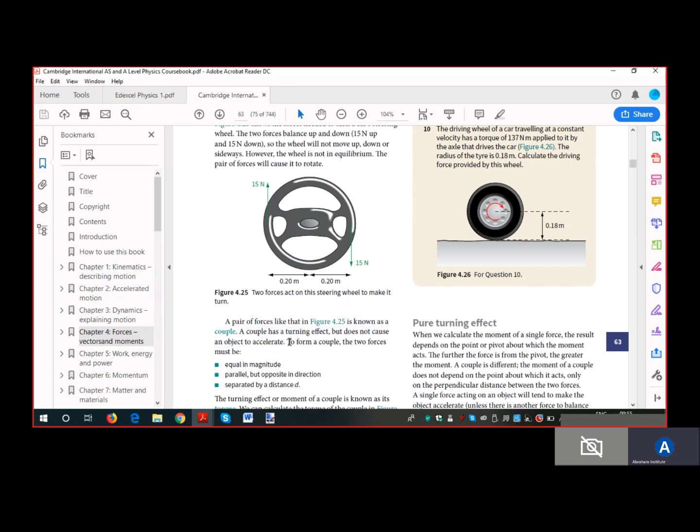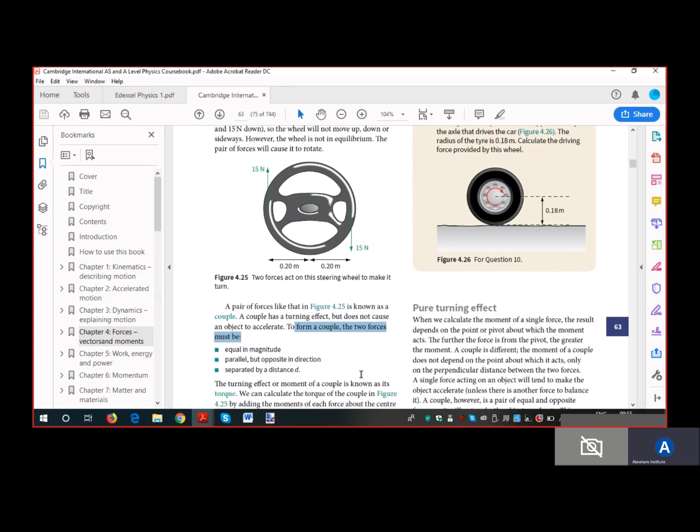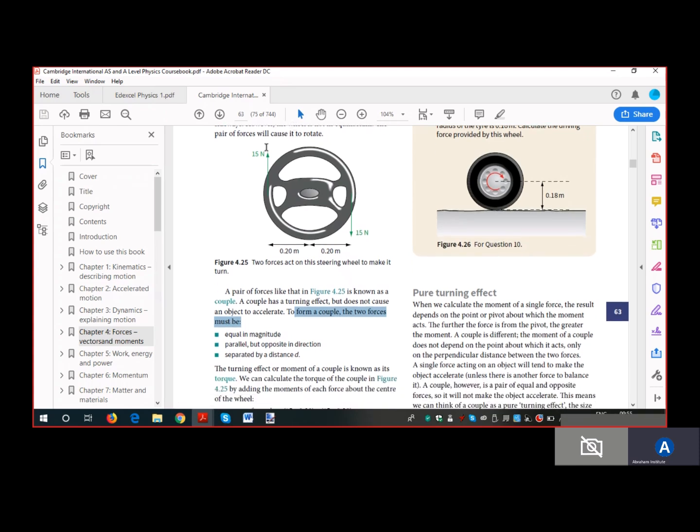Okay, then we'll see. To form a couple, two forces must be... Okay, so here we can see. Now, very important. To form a couple, the two forces must be equal in magnitude, because if it's not equal, then there will be a resultant force. But there should not be a resultant force because there is no acceleration, but there is rotation. Yes. Okay, so equal in magnitude, you see here, upward force equals downward force. So net force is 0, no acceleration as a result.